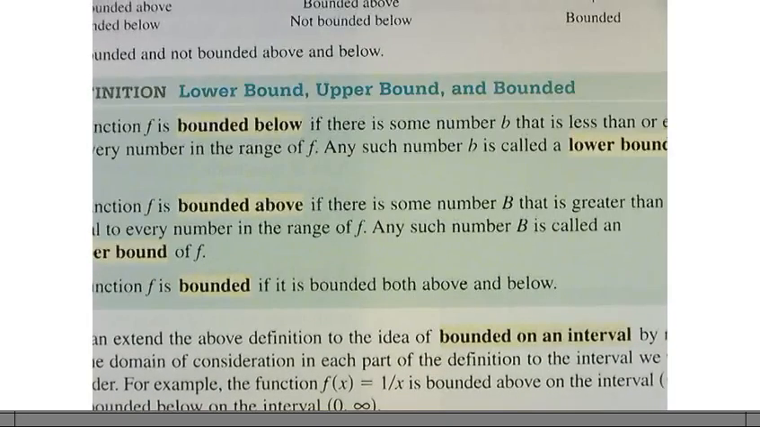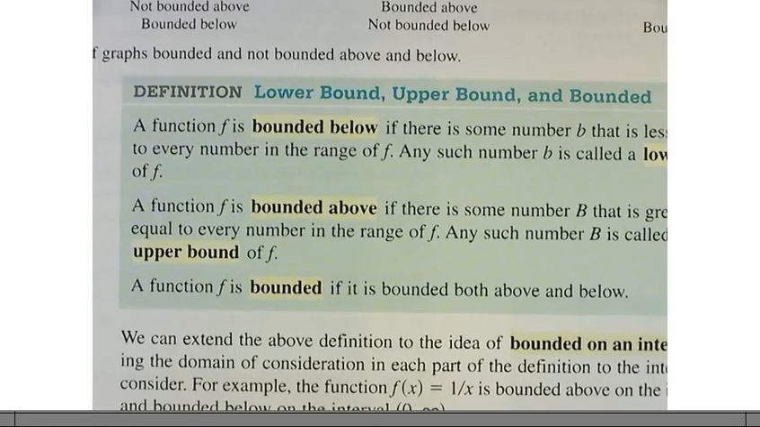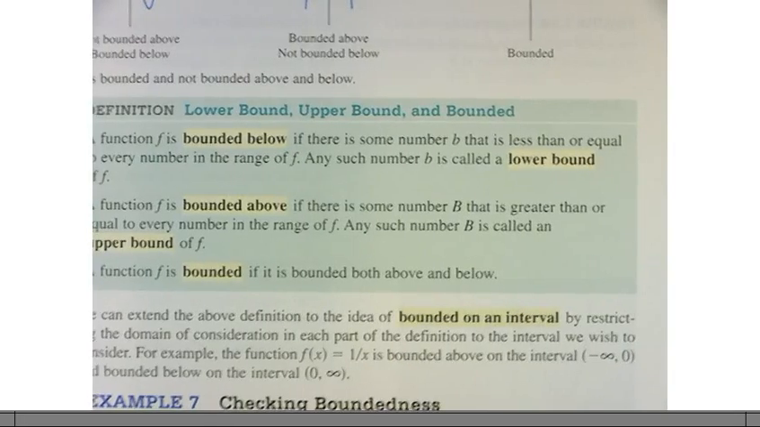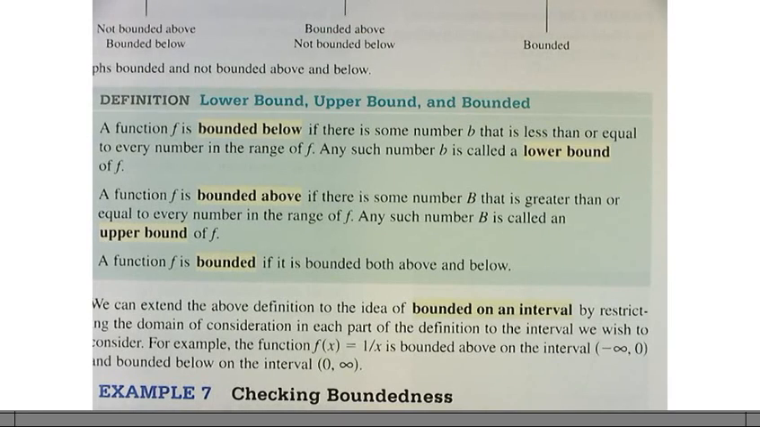So this is the formal definition, and I'll just read it to you real quick. This is based on the graphs that we just looked at. Okay? So a function is bounded from below if there is some number b that is less than or equal to every number in the range of f. Any such number b is called a lower bound of the function. Let me read that again. A function f is bounded below if there is some number b that is less than or equal to every number in the range. That's the minimum value, b. Everything else is higher than that. Everything else is greater than that. So we say that b is the lower bound of f.